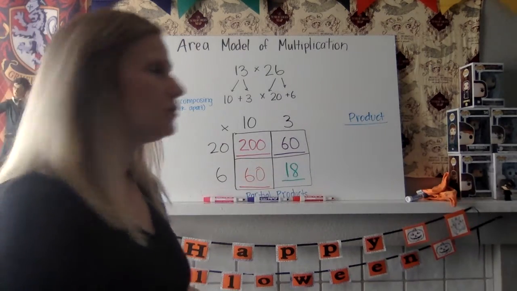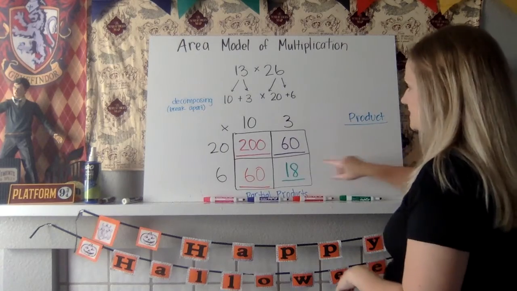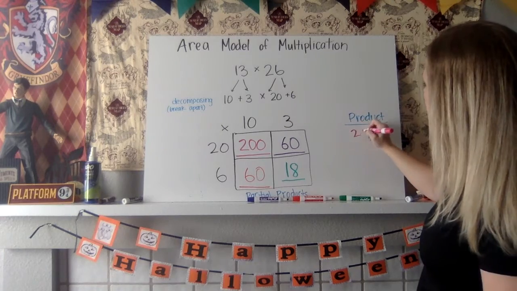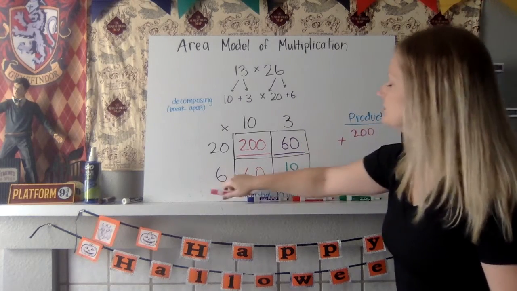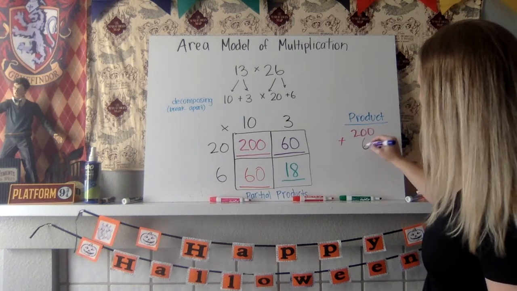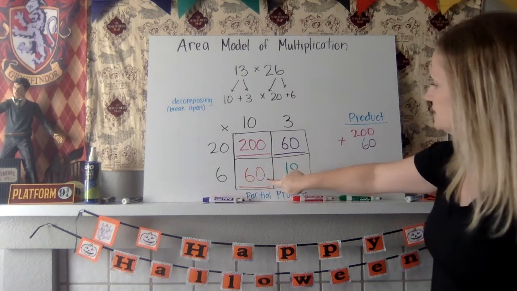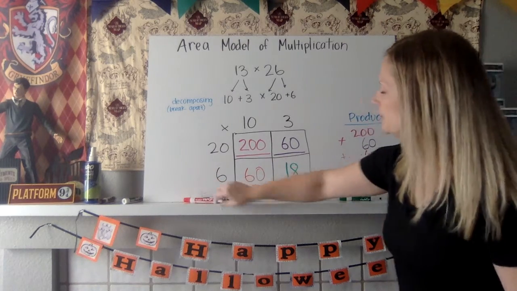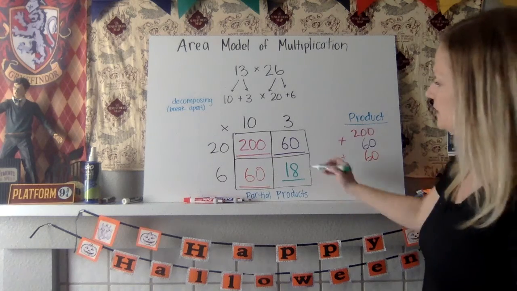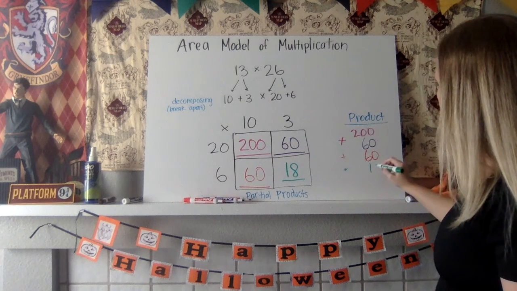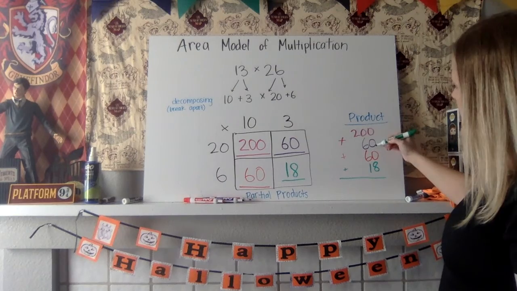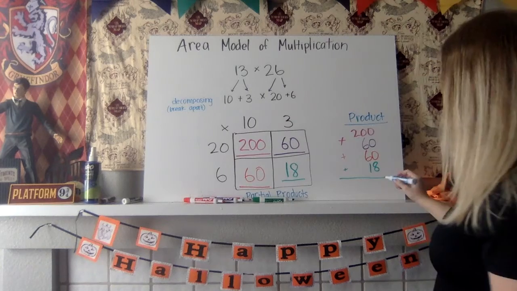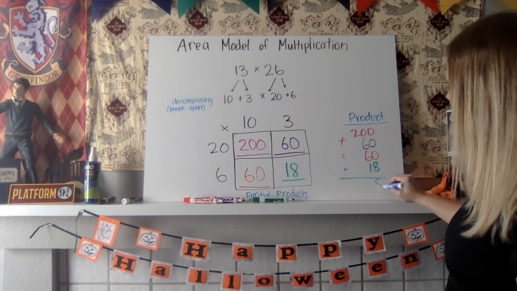Now what we have to do to find the total product is we have to add these partial products together. So we are going to line up our numbers. So 200 plus, now we go to this box, 60 plus 60 again. And you see how I'm color coding it so that way we only use each one time. And then plus 18. Okay? 0 plus 0 plus 0 plus 8. Oops, let me use my blue for the product. So 0 plus 0 plus 0 plus 8 is 8.